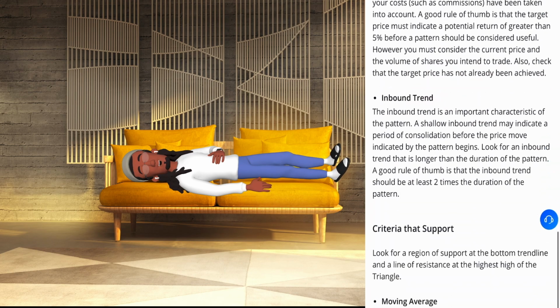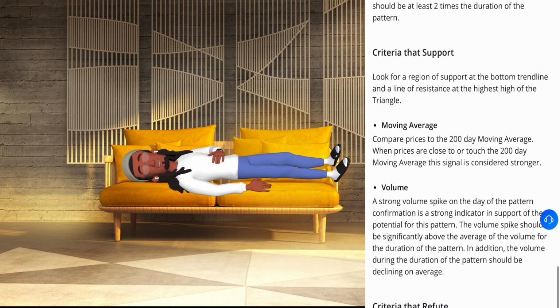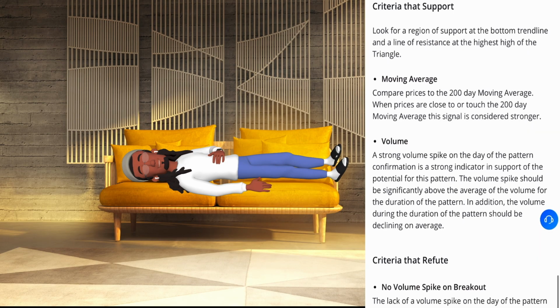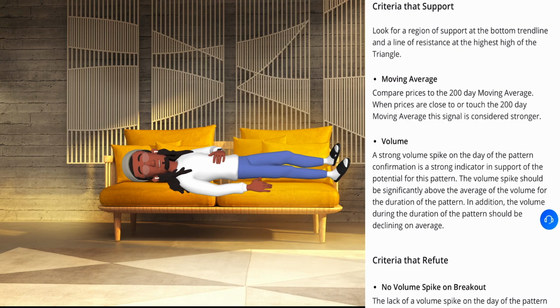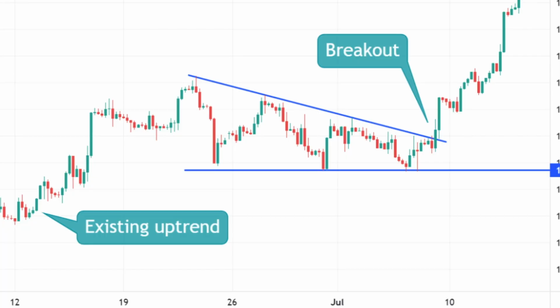All right, so criteria that support. Look for a region of support at the bottom trend line and a line of resistance at the highest high of the triangle. Moving averages.